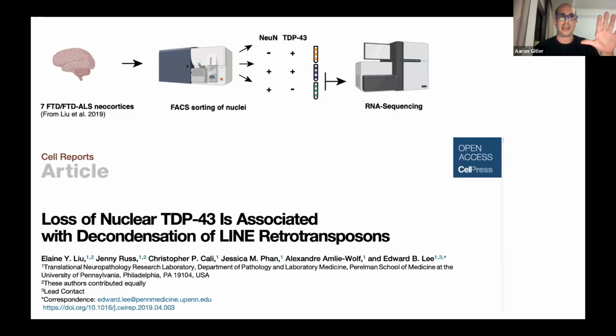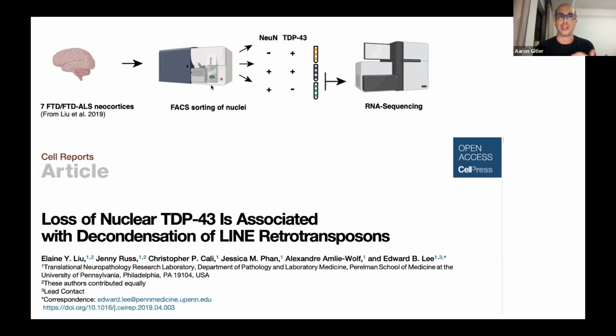Human brain from FTD ALS patients, dissociated neurons, isolated the nuclei from those neurons, and stained them with the antibody to TDP-43, and then used this FACS sorting machine to separate the nuclei based on whether they had TDP-43 in there or not. And then he isolated RNA, and he did RNA sequencing, and he asked, what are the changes in genes that are expressed in nuclei that contain or lack TDP-43? And he found a host of very interesting gene expression changes.